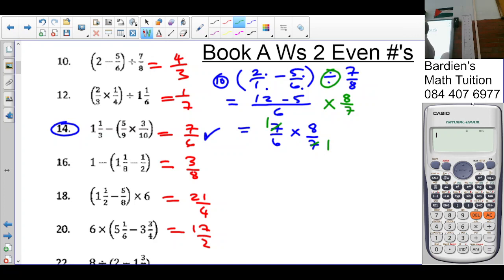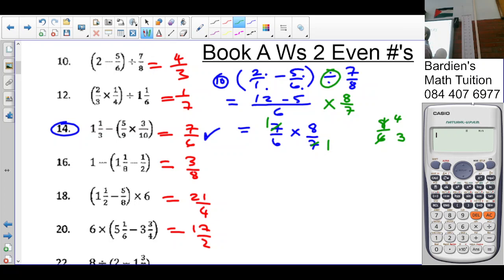1 times 8 is? 8. So your answer is 8 over 6. Okay. And then how can you get 3 over 4, if it's 8 over 6? 2 goes into 8 4 times. 2 goes into 6 3 times. So it's 4 over 3, not 3 over 4.